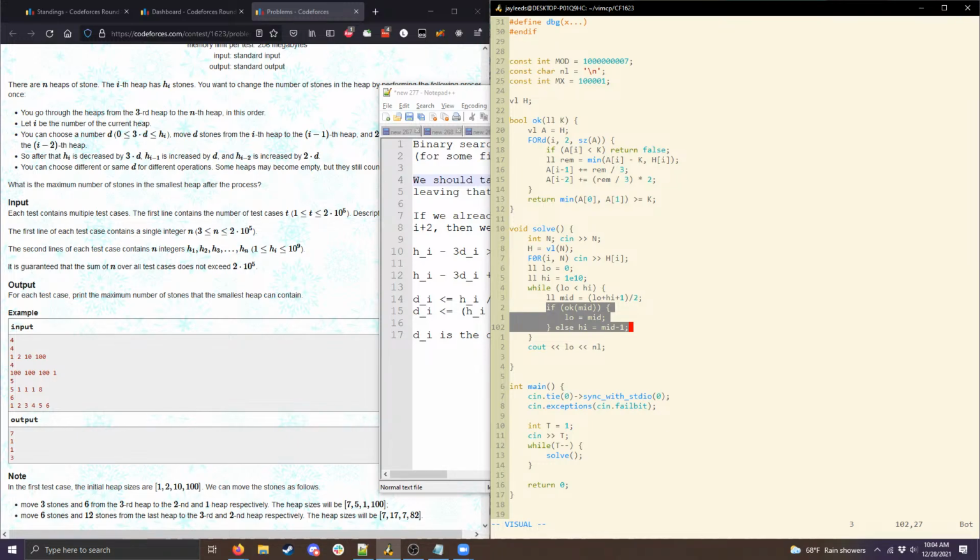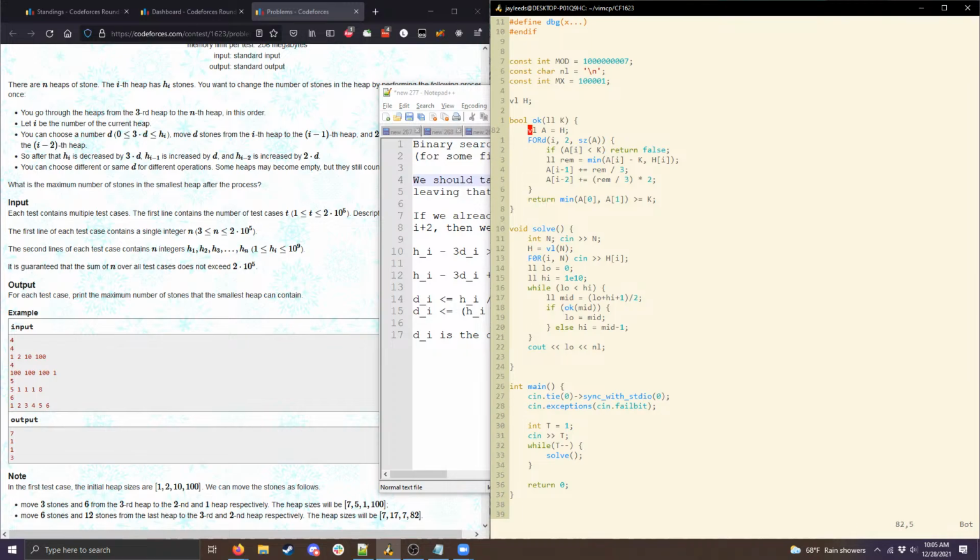So that's how you do this. Fuchsia asks if there's an iterative way of doing binary search. Yeah, this binary search right here is iterative. There's no recursion going on here.